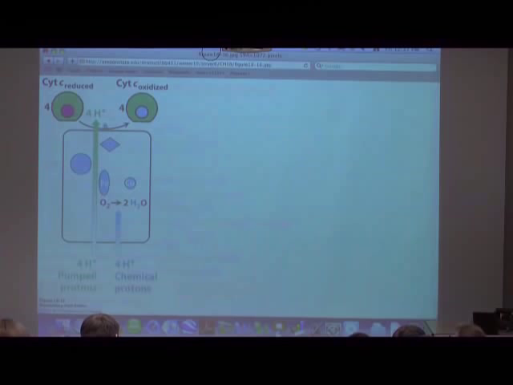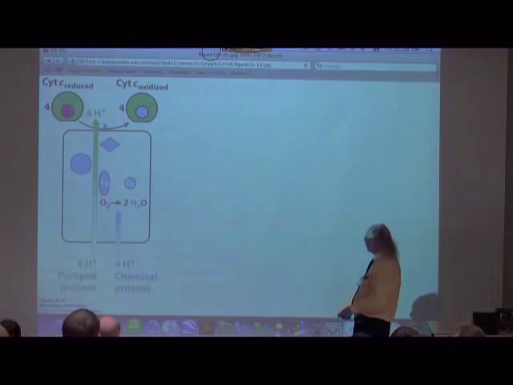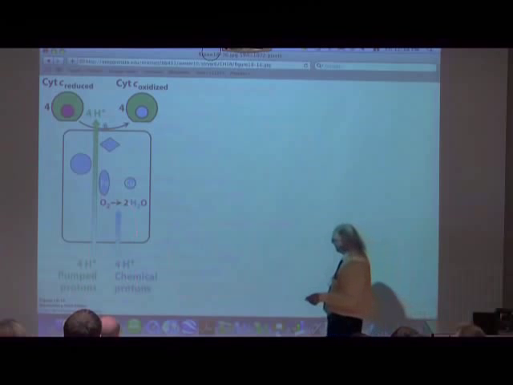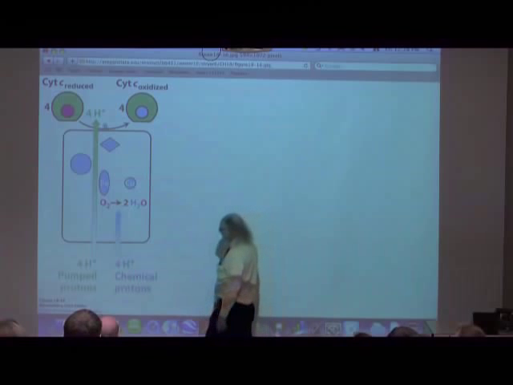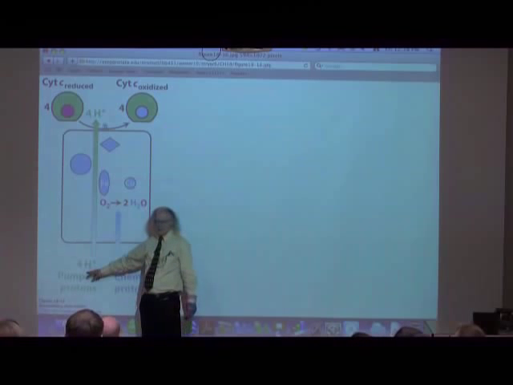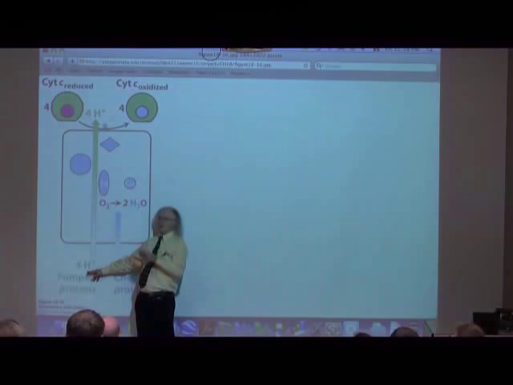The water is released, I believe, into the matrix. Yep. Okay? Now, this shows it a little bit better. You see protons now being pumped. You see four protons that are being taken to make water.